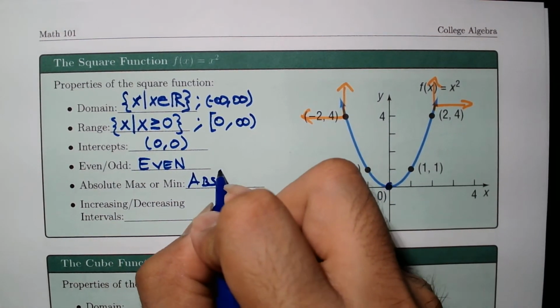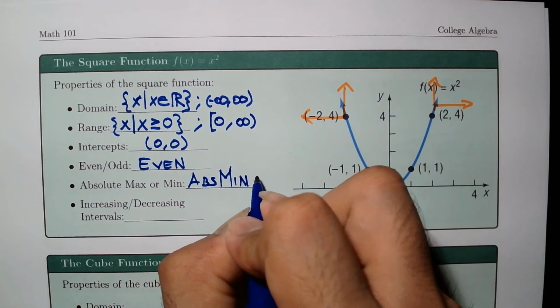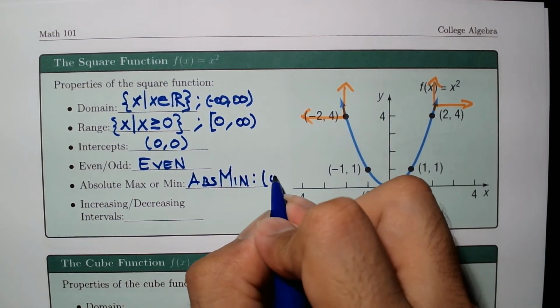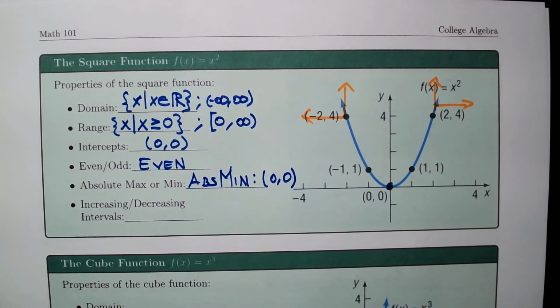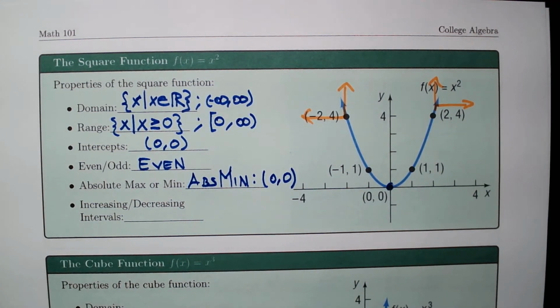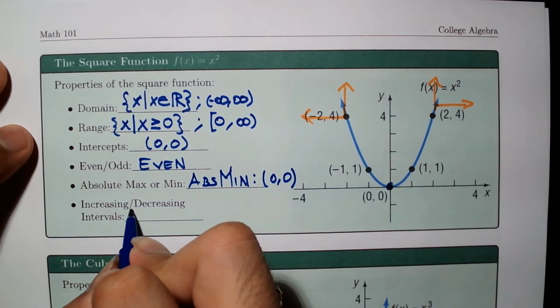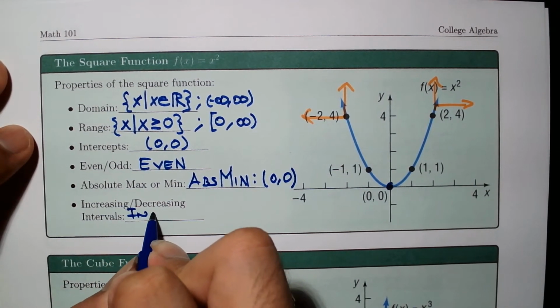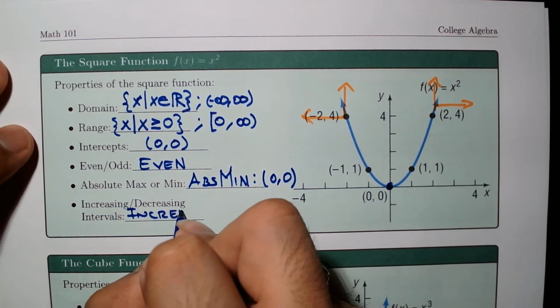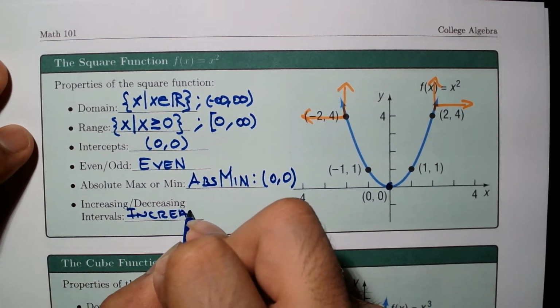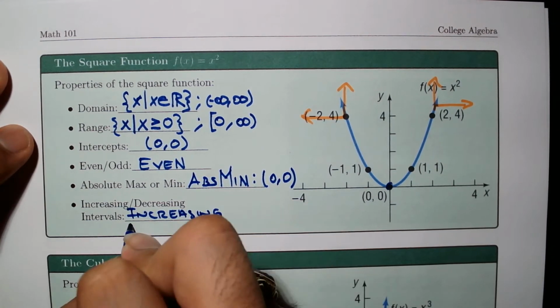So the absolute minimum is the point (0, 0). Okay. Now let's find intervals in which the function is increasing and then decreasing. So let me write that down. Increasing first, or decreasing first, doesn't matter. Well, I already wrote increasing. Decreasing.